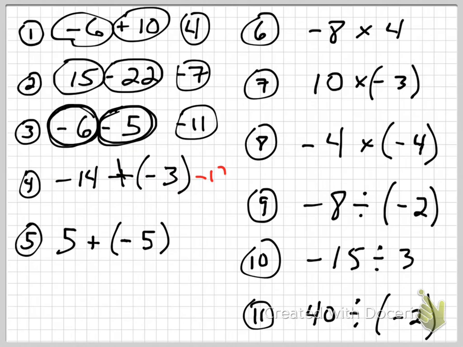So this is -17. Number 5. This right here should throw up a red flag. A plus and a minus touching should throw up a red flag. What red flag does that throw up? You can't have 2 symbols touching. So, what do I do with a plus and a minus? Minus. What's 5 minus 5? 0.